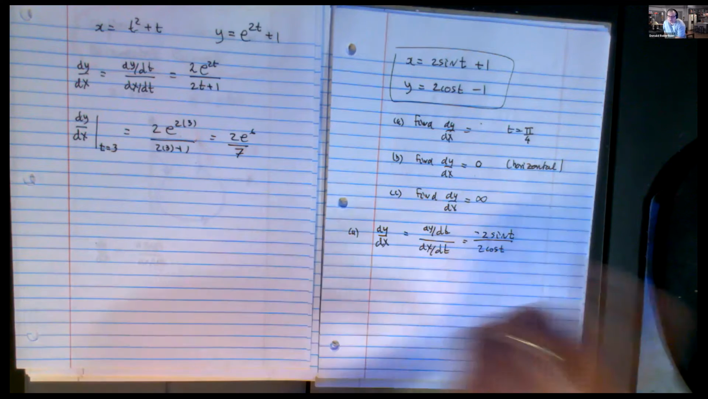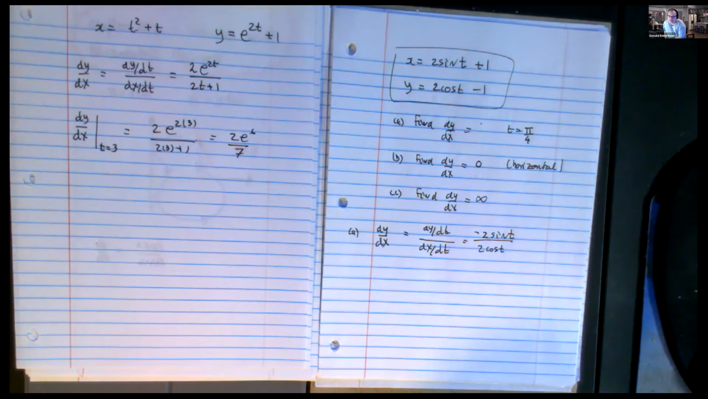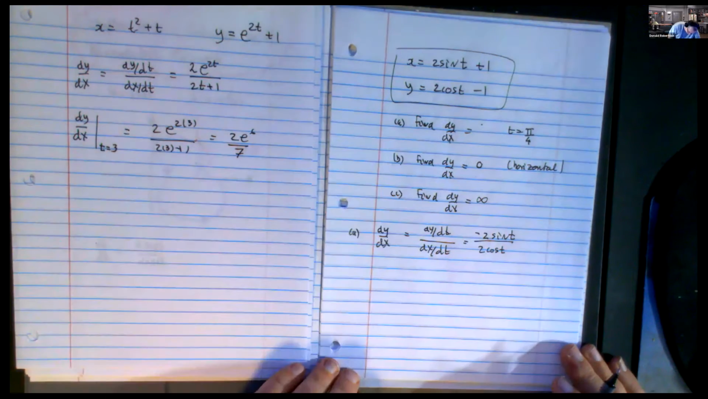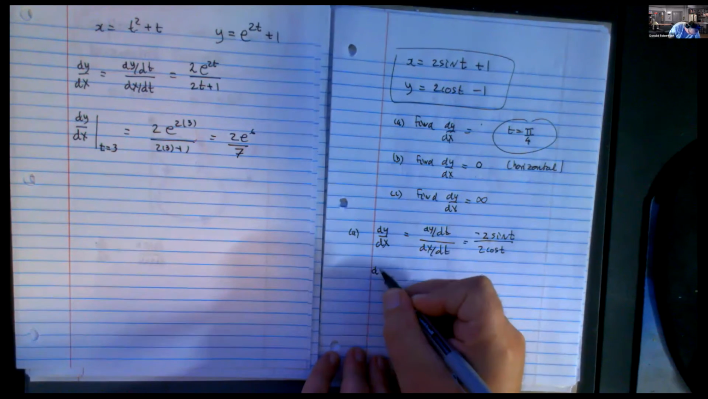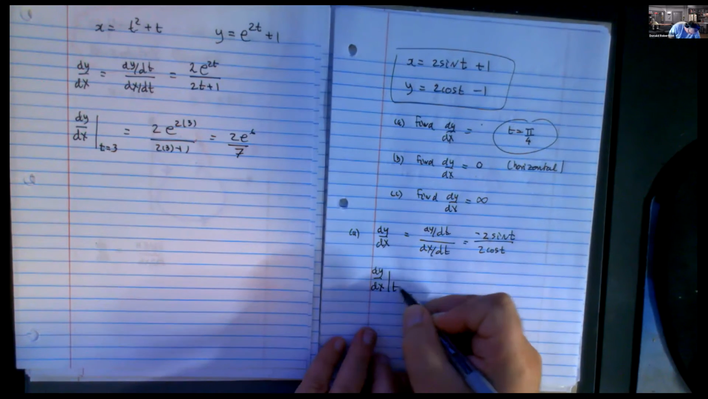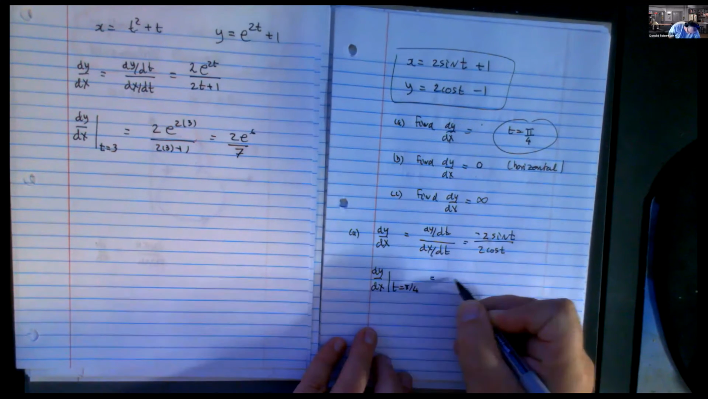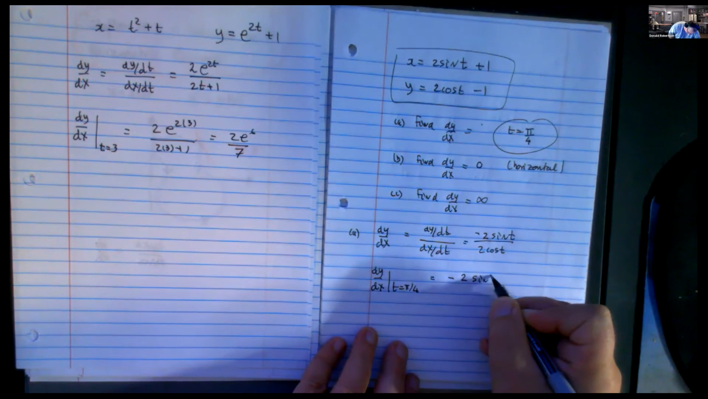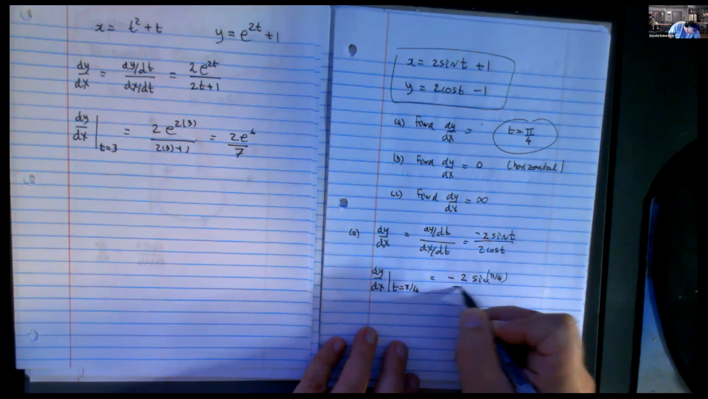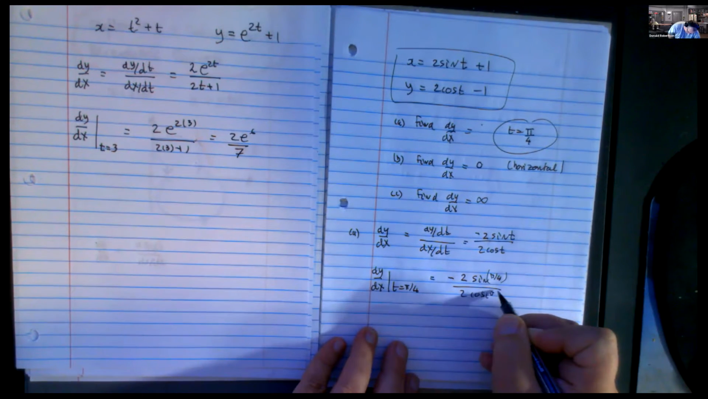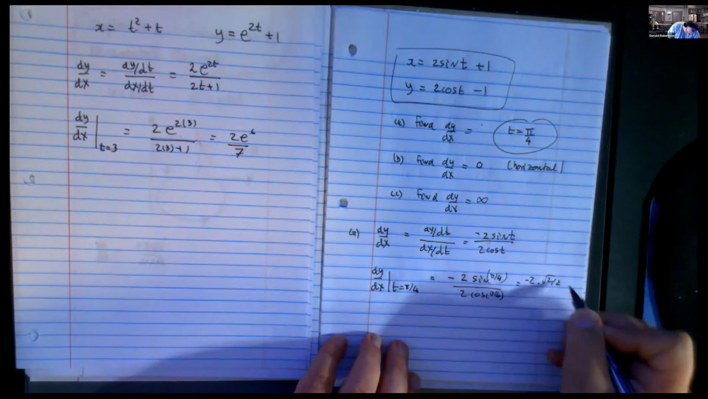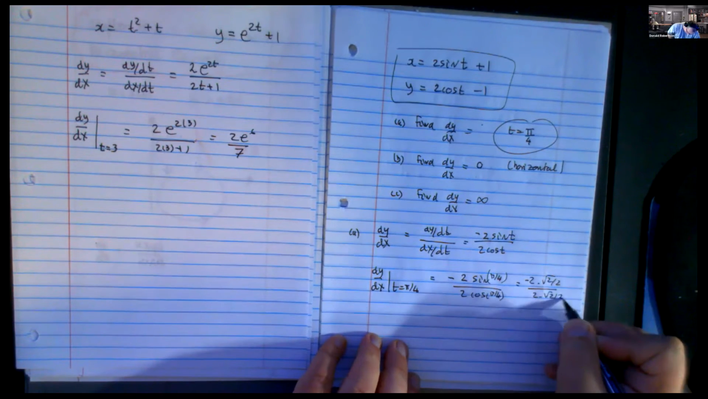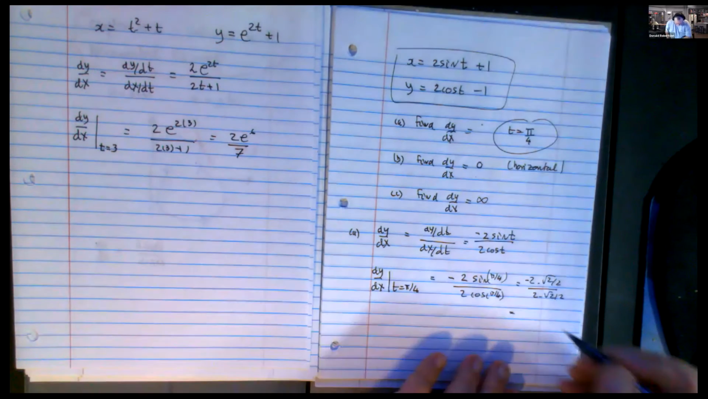Now, I could simplify that, but I'm not going to, because it actually makes B and C a little bit harder to do. So I want to find the derivative at pi upon 4. So dy by dx at t equals pi upon 4 becomes negative 2 times the sine of pi upon 4 over 2 times the cosine of pi upon 4. And that guy is root 2 over 2. And this guy is root 2 over 2. God, there's a lot going on here. Actually, doesn't the answer just come out to be -1?